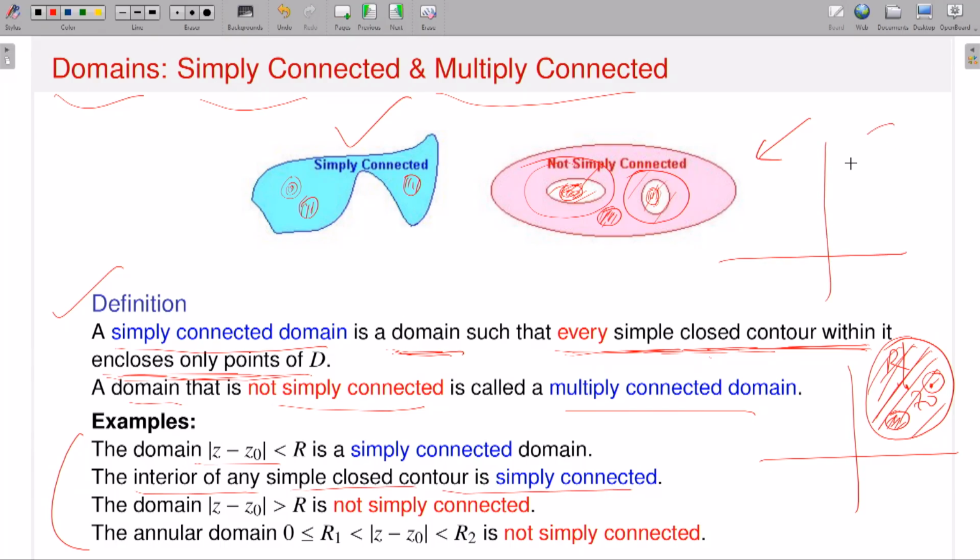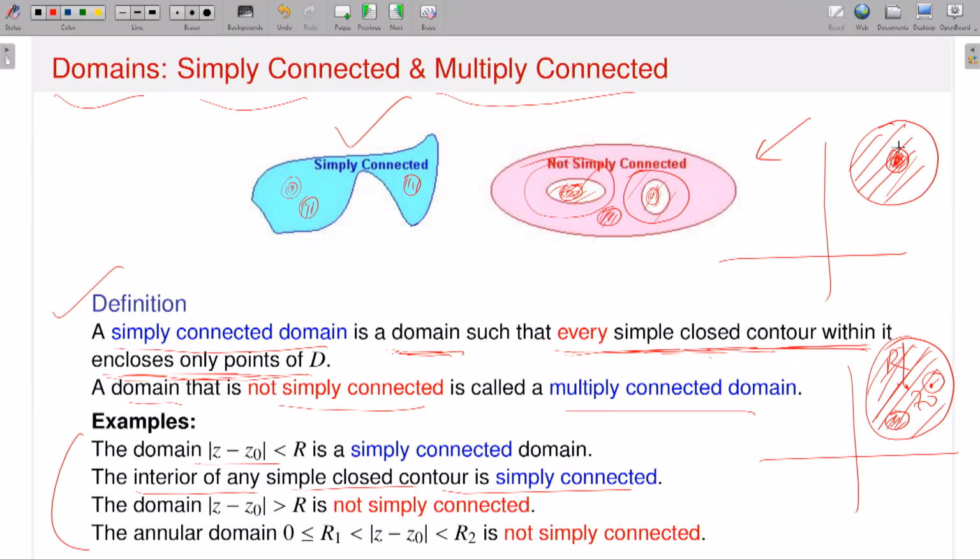Okay, same thing. Suppose this is my simple closed contour; this interior is also a simply connected domain. Again, the same properties: if I take any simple closed contour here, I can squeeze it to a point without leaving the domain, and the interior domain bounded by the simple closed contour contains only points of the domain.